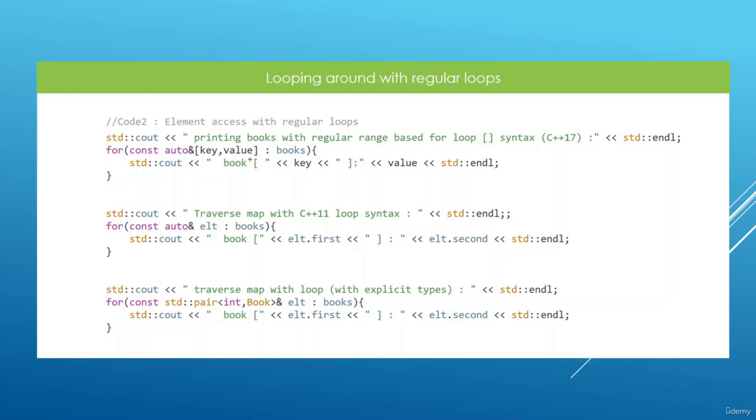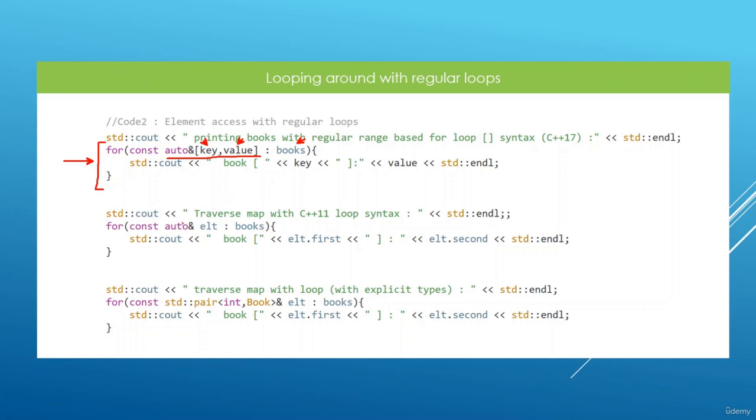We have a bunch of ways we can use to loop through our std::map. For example, if we have our books map, we can loop through using the auto syntax here, and we're going to collect key value information in these key and value variables, and we can print them out, looping through our collection and printing each piece of data at each iteration. This is something we can do.